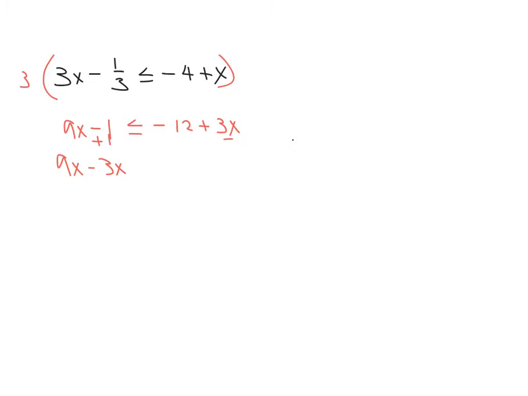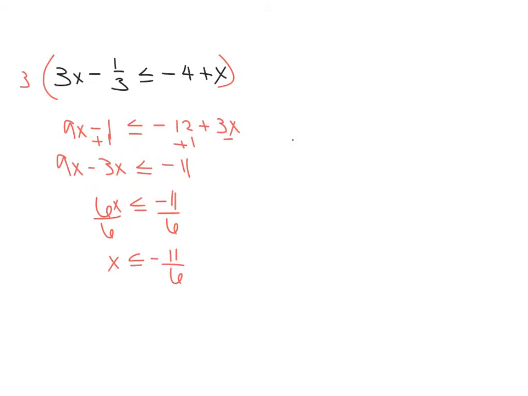You're going to add 1. I'm just kind of doing multiple steps here. And -11, so that gives me 9 minus 3 is 6x is less than or equal to -11. Divide by 6, divide by 6. x is less than or equal to -11 over 6.